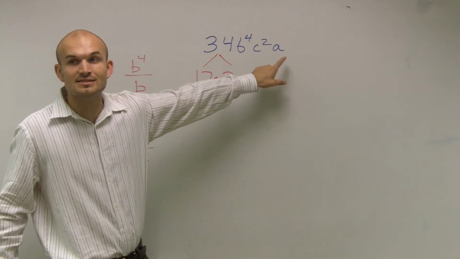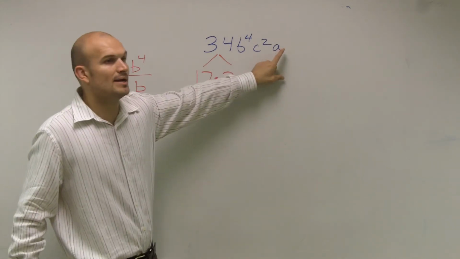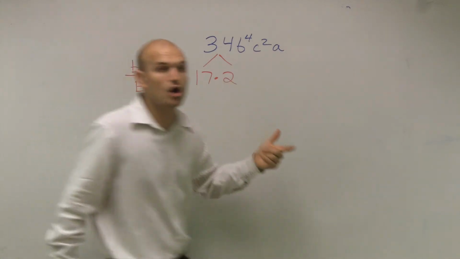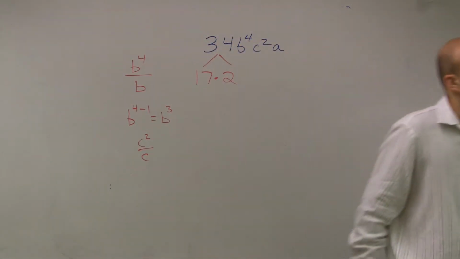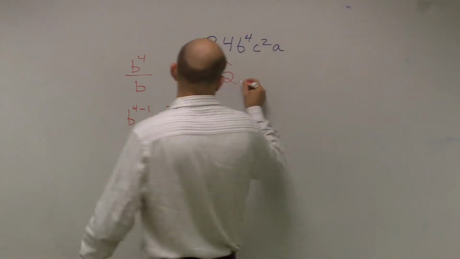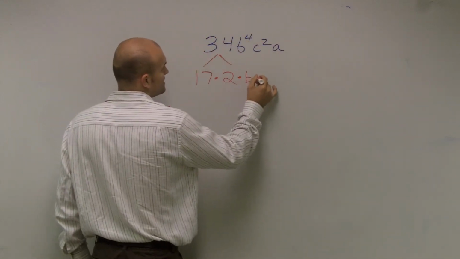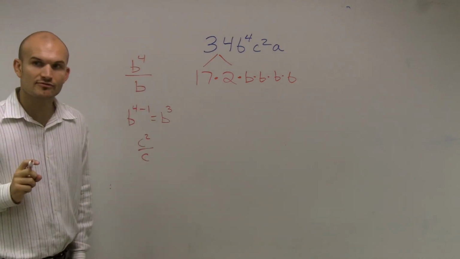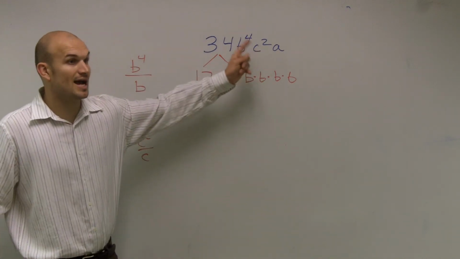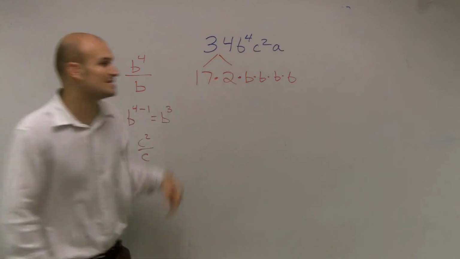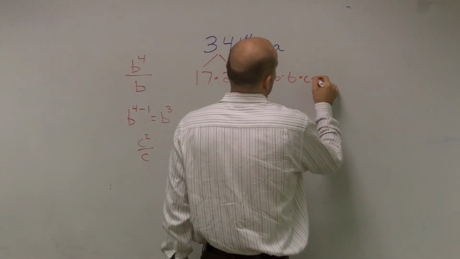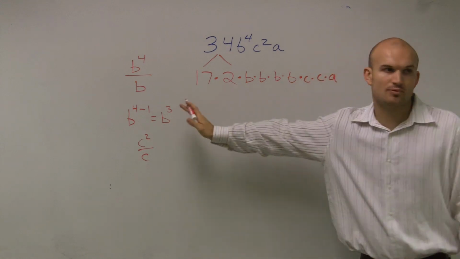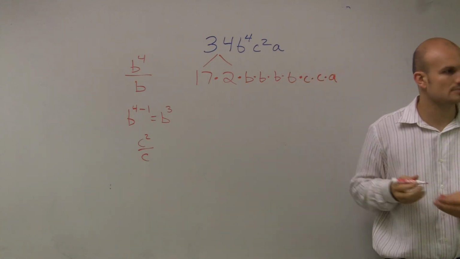So what that means is I want to write all my products as terms to their first degree. So if I can write all my variables in terms of first degree, that means they're going to be prime. So b to the fourth represents b times b times b times b. I have to write it to the first degree. C squared, I have to write that to the first degree. Well, c squared means c times c, and then times a. So now I have completed the prime factorization for all this. Okay?